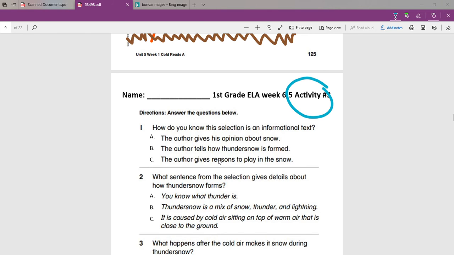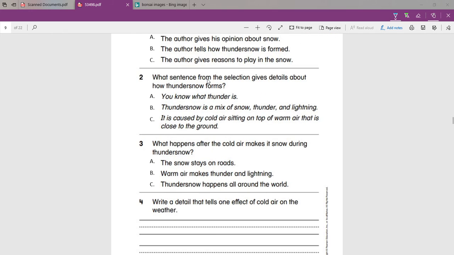Look at number two. What sentence from the selection gives details about how thunder snow forms? So which one of these, A, B, or C, tells us how it forms? ¿Cómo se forma el thundersnow? And how it is made. How is the thundersnow made? Or how does thundersnow happen? Which of these sentences tells us that?